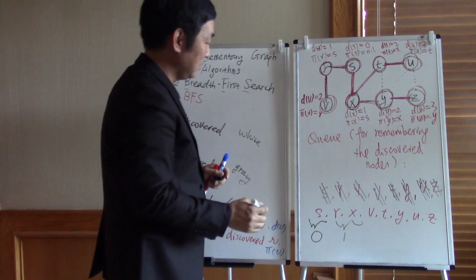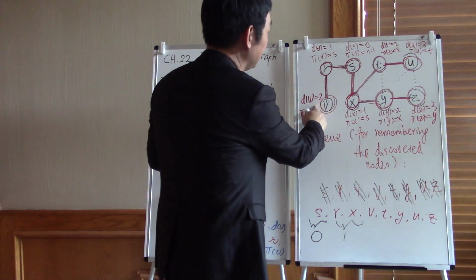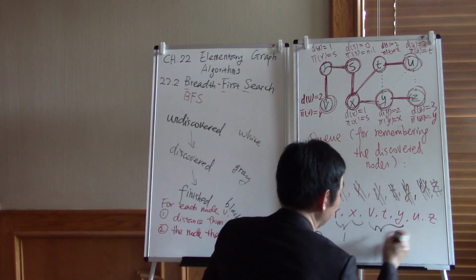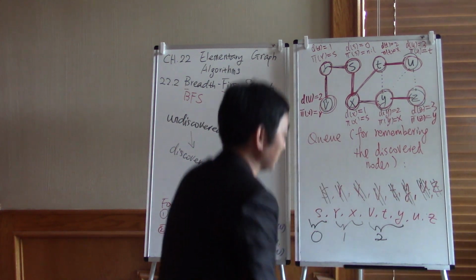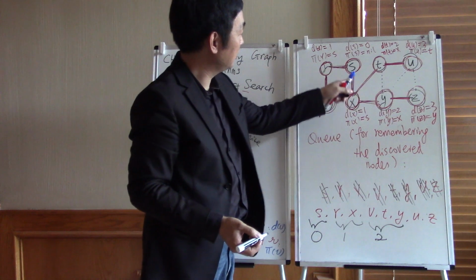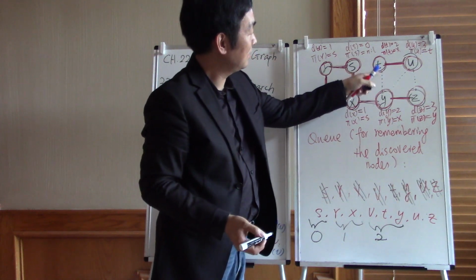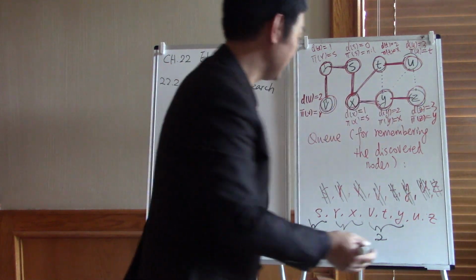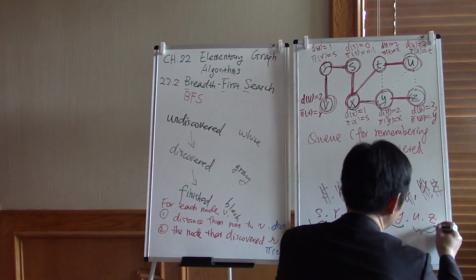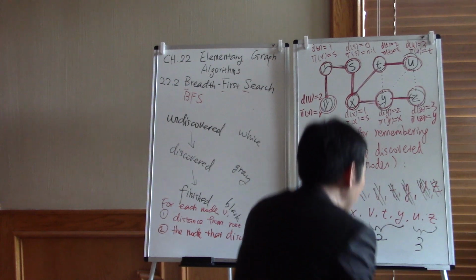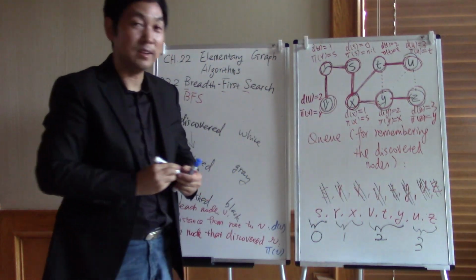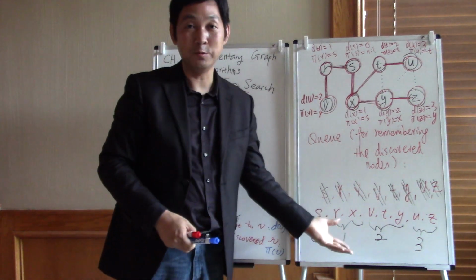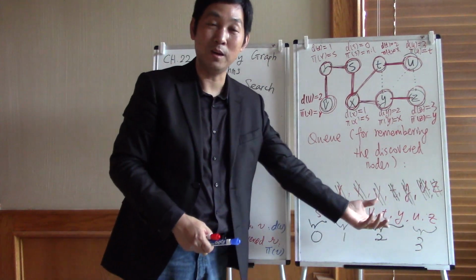And then, what about V and T and Y? So these are the only nodes which are 2 hops away from the root. Right? 2 hops away, 2 hops away, 2 hops away. And the U and Z are the only 2 nodes which are 3 hops away from the root. So we can see that in this queue, the nodes are actually ordered based on how far away they are from the root. 0 hop, 1 hop, 2 hops, 3 hops, and so on.